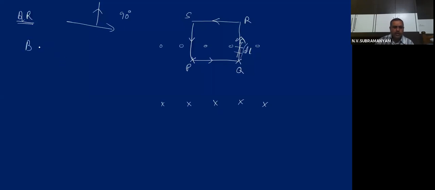That means I will get B dl cos 90, for the part QR, which equals mu naught times... What is cos 90? 0. 0 into anything is 0. That means for the part QR, the magnetic field contribution is 0, children.